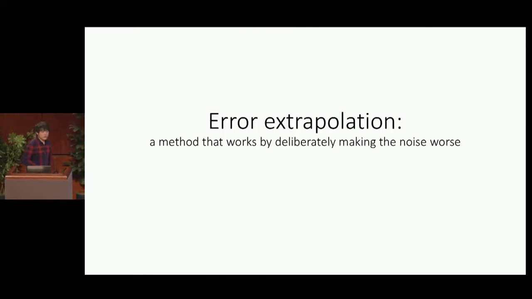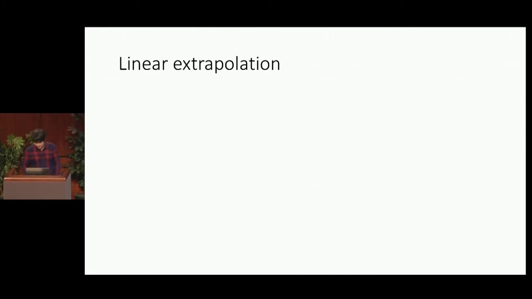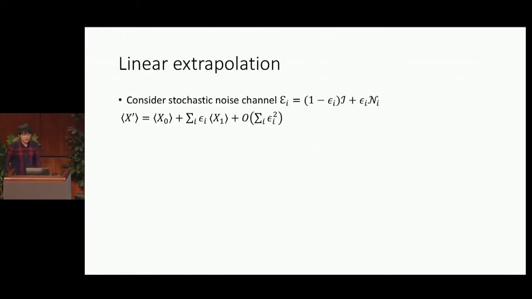In fact, there are a few error mitigation methods. The first one is called error extrapolation. This method works quite interestingly by deliberately making the noise worse. Let's see how it works. First, let's consider linear extrapolation. Consider for simplicity that the noise channel is a stochastic channel. That is, the error only happens with a small probability epsilon_i. Then we can expand the noisy value by ignoring higher orders of the noise rate.